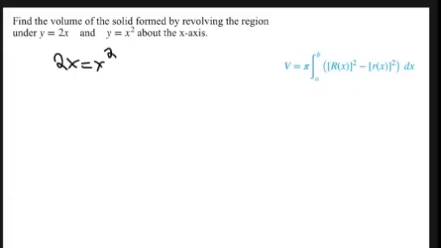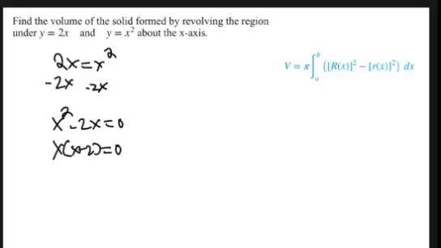We're going to get everything on one side, so we get x squared minus 2x equals 0. And we're just going to know that x equals 0 and x equals 2. Now we figure out which curve is on top between 0 and 2. So for example, at x equals 1, we get y equals x squared equals 1. So y equals 2x is above y equals x squared.